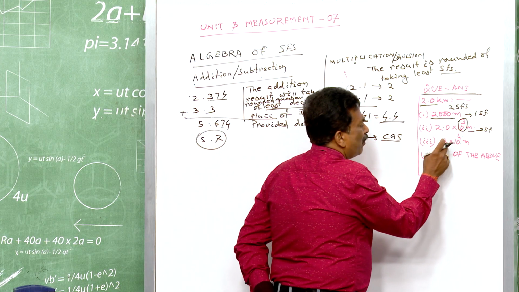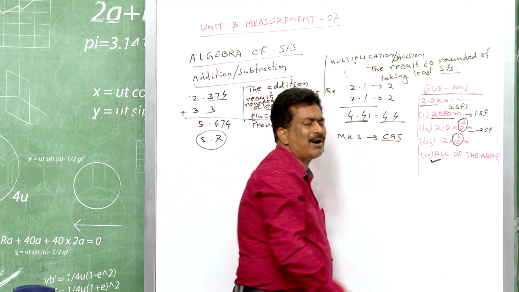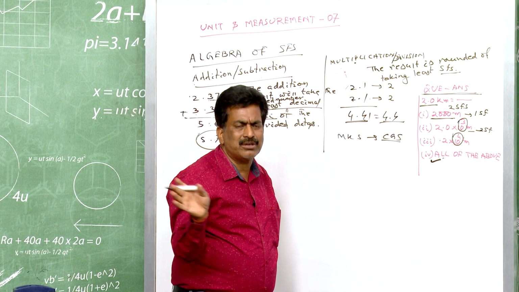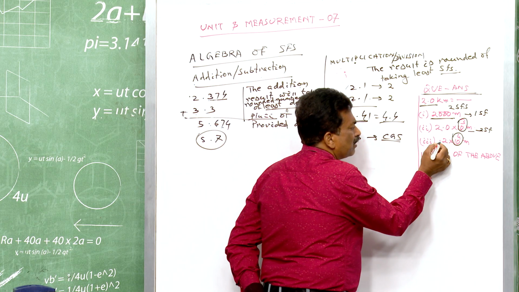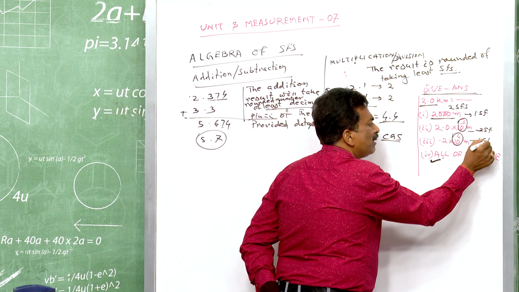For this one, 0.2 times 10 to the power 4. 10 to the power 4 again is the power of the magnitude. It has no significant figure. Only the 0.2. This is only 1 non-zero digit. So it has 1 significant figure.